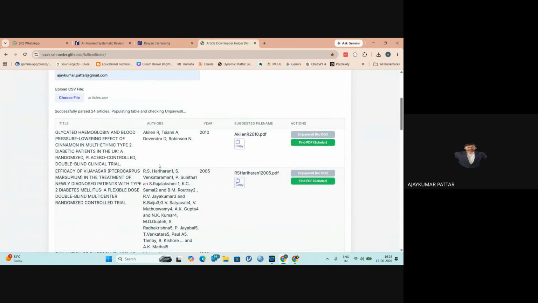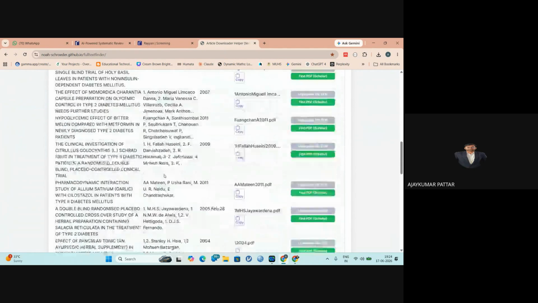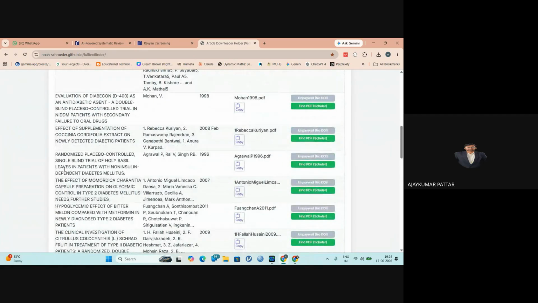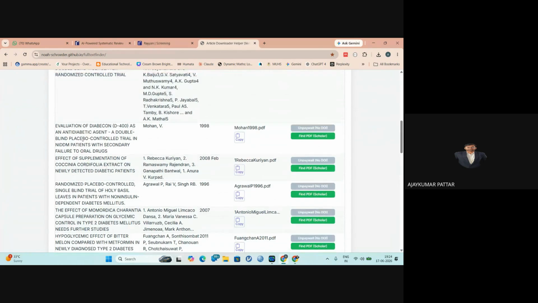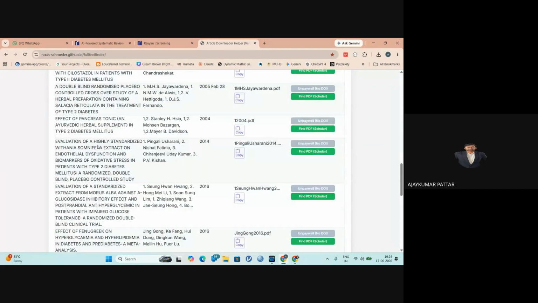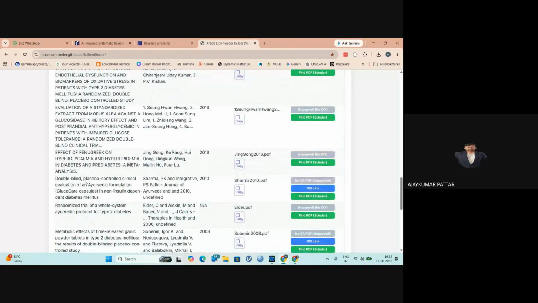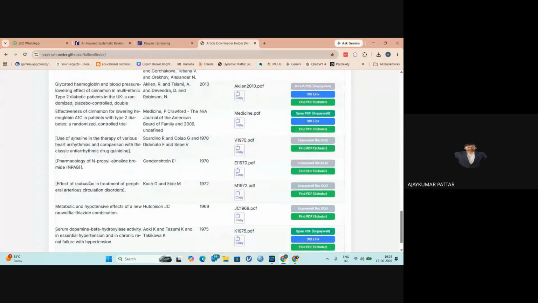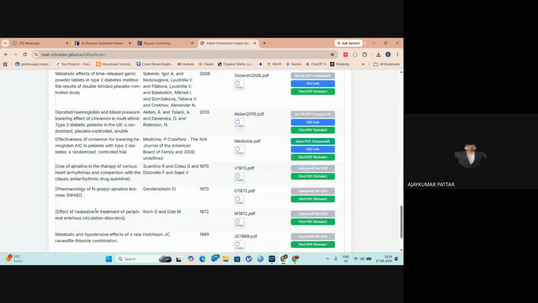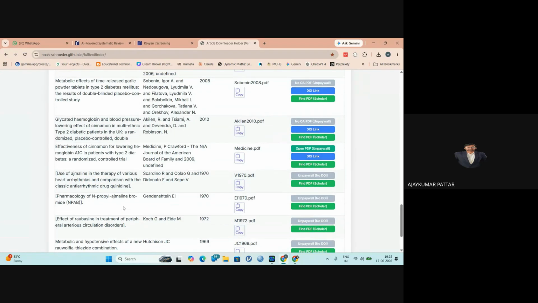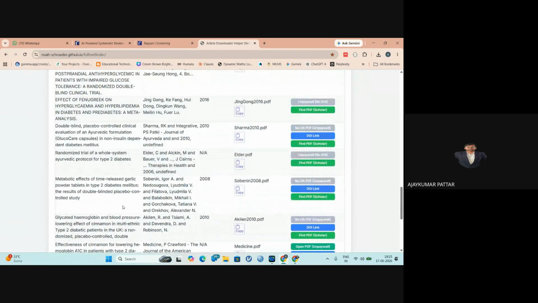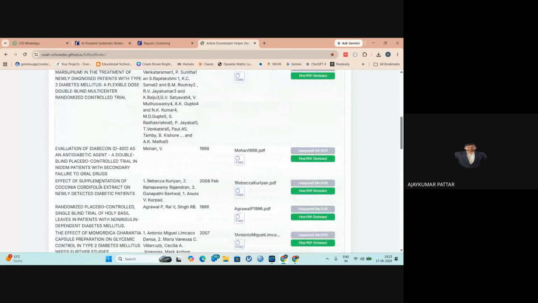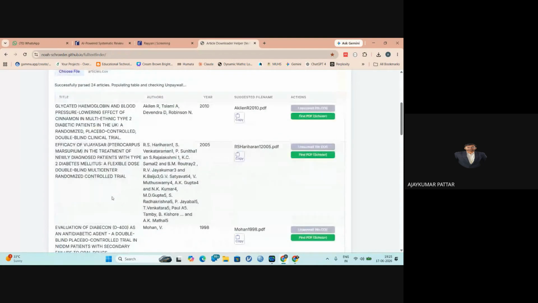So for that particular study, we should not download that paper because we have excluded it in the title abstract screening. So that thing we should keep in mind. We have excluded those, so we should not download that particular paper from this portal.